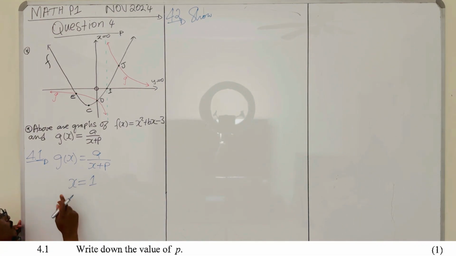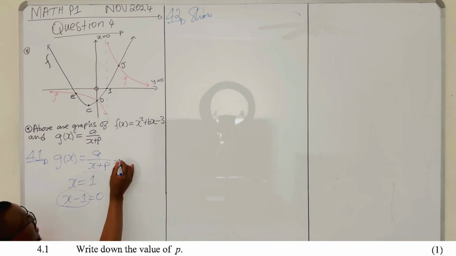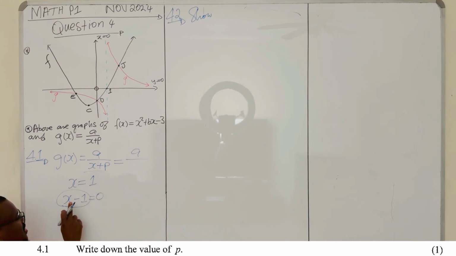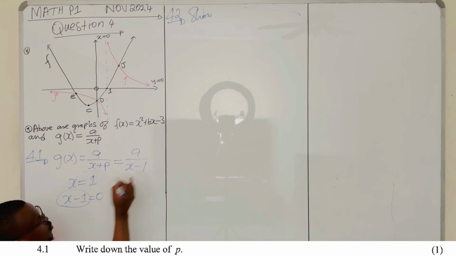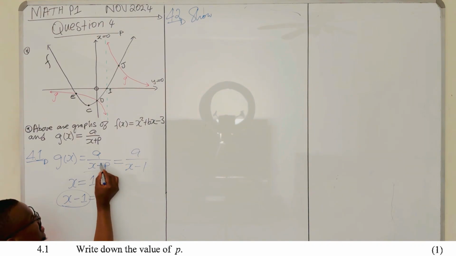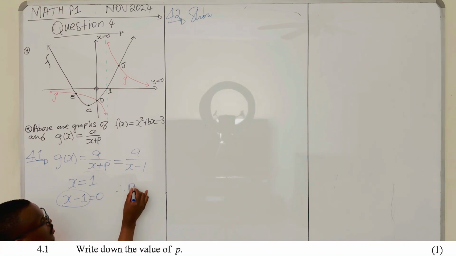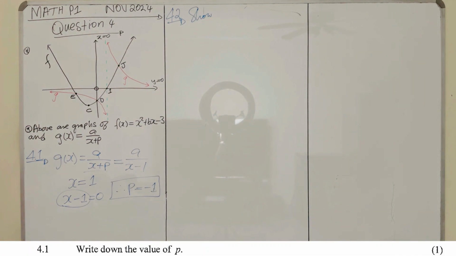Then you can transpose the 1 to the other side. Then you have x minus 1 is equal to 0. So this part here is exactly that part over there. So your g of x is equal to a over this part, which is x minus 1. So your p is this number here. Therefore, your p is equal to minus 1. It's that number over there. P is minus 1. There is your p. Is it clear? No problem.